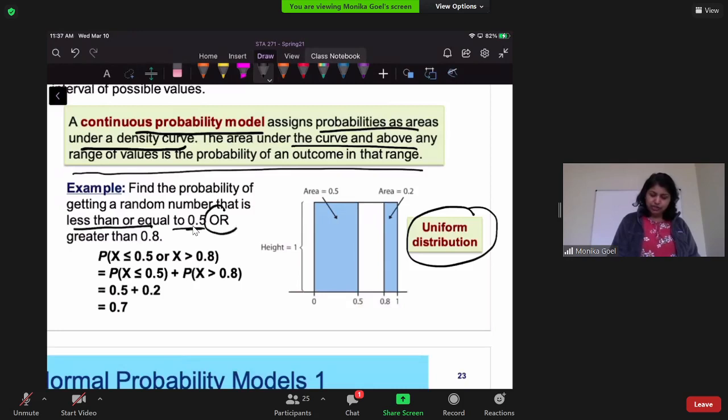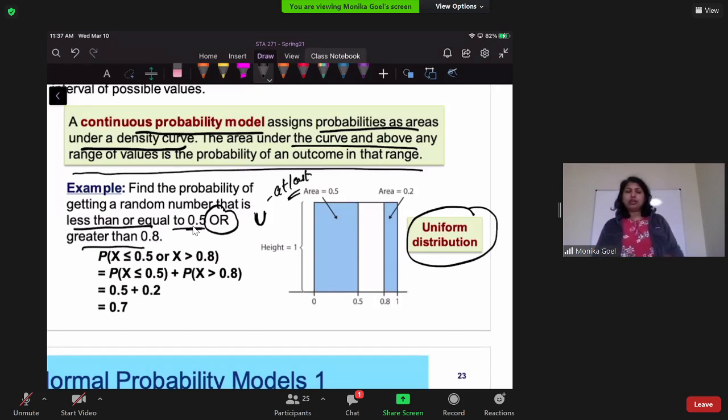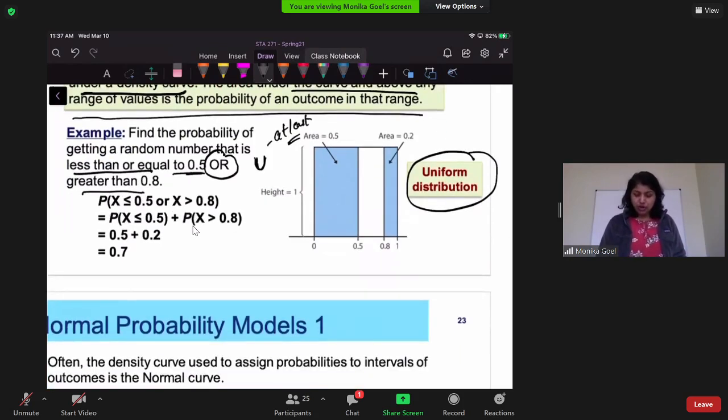or, if you see this word given in full caps, greater than 0.8. And "or" means we are using this union notation. Either less than or equal to 0.5, or greater than 0.8. And when we say union, we are saying at least one of them should occur, either left or right. So when we are talking about less than or equal to 0.5, first let's write it in this notation, or let's draw it.